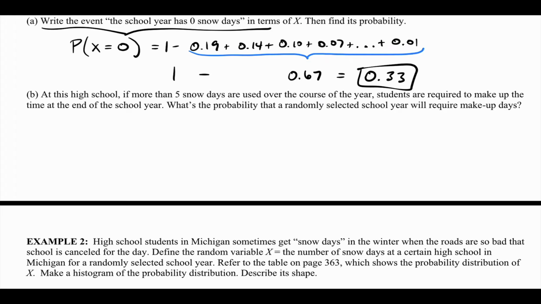What is the probability that a randomly selected school year will require makeup days? So what we're trying to find is when do they have to start making up days? Get 5 or more, right? So we're trying to figure out the probability of more than 5. What's the probability that we're going to have to make up school days? More than 5.